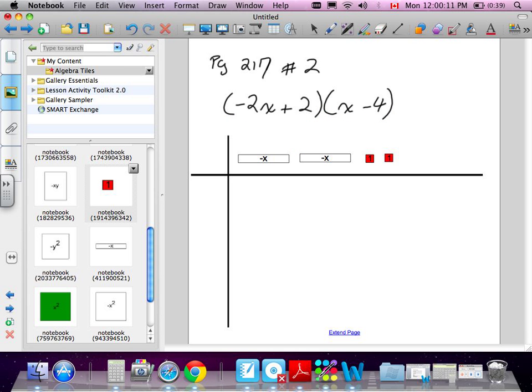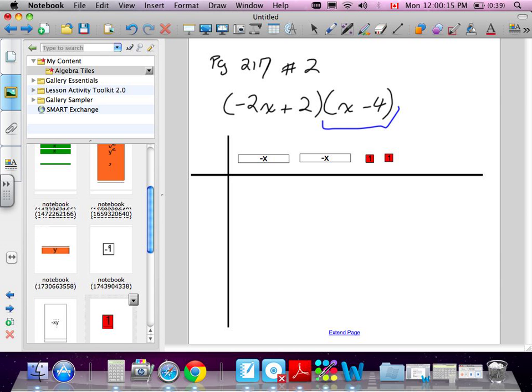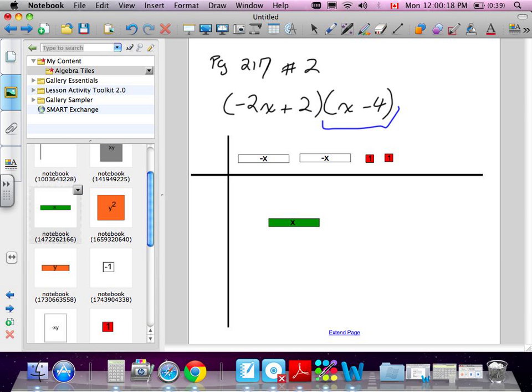Now vertically we need to represent x minus 4. That's a positive x. So we're going to use positive x. Just going to flip it. And negative 4. So I'm going to use 4 negative 1s. 1, 2, 3, 4. Okay. So we've set them all up. Now what I'm going to be doing is I'm going to be multiplying.